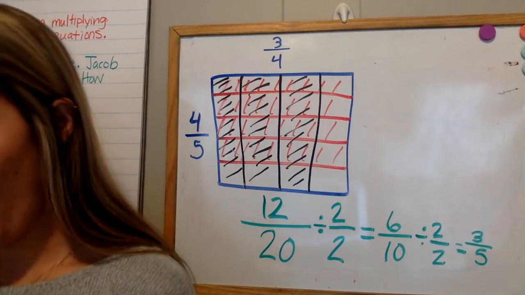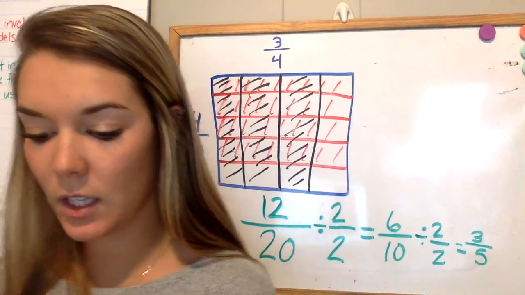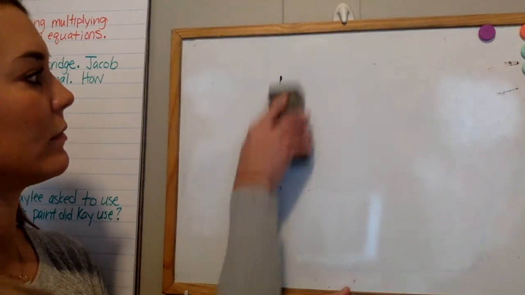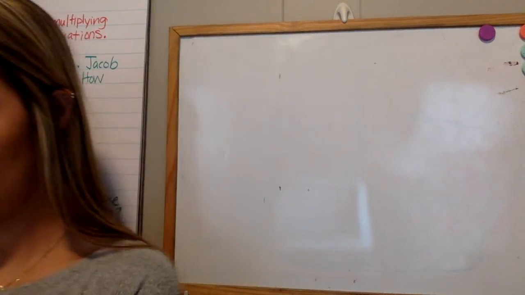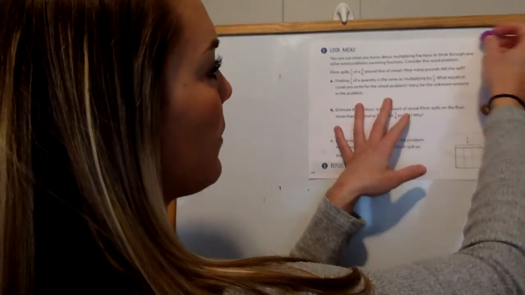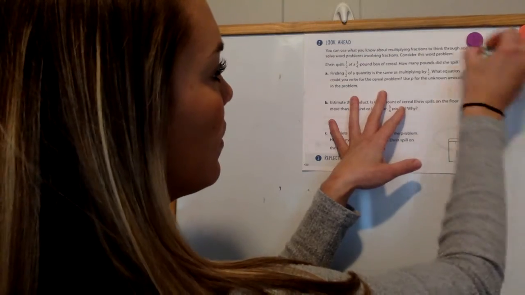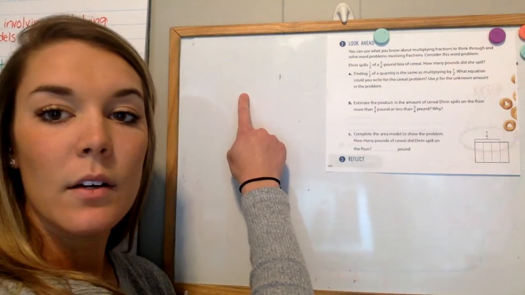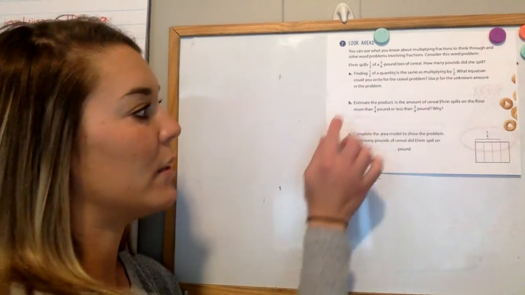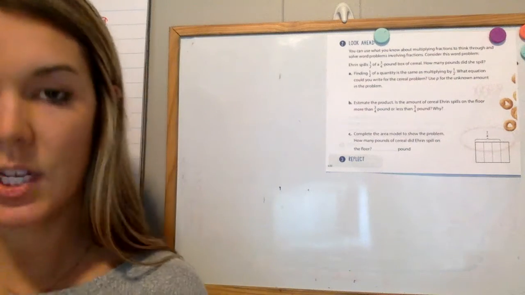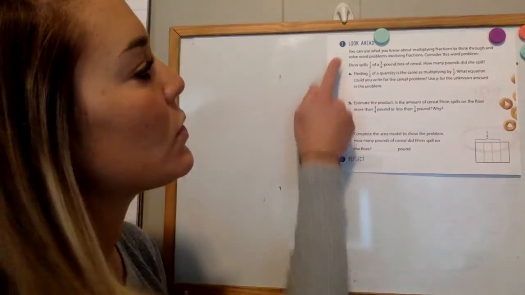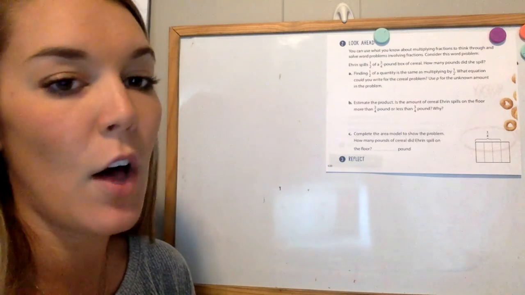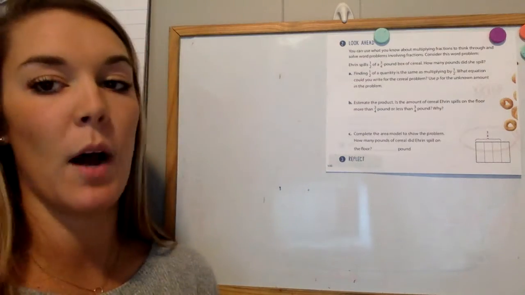Please turn to page 438. We are just going to look at problem 2. Okay? So we're looking here at problem 2. I'm going to write it on the side so it's a little bit bigger, okay? But you're going to write it in your book. So it says, you can use what you know about multiplying fractions to think through and solve word problems involving fractions. Consider this word problem.